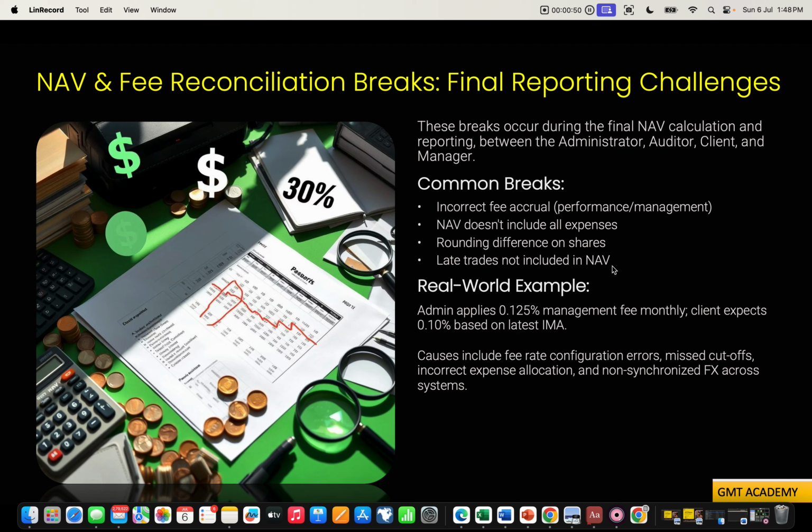But it is a very important part of doing reconciliation and fund accounting. So now we'll move on to the NAV and fee calculation.